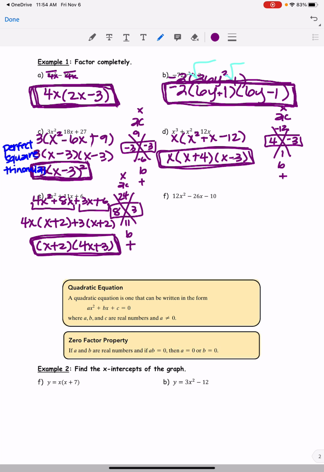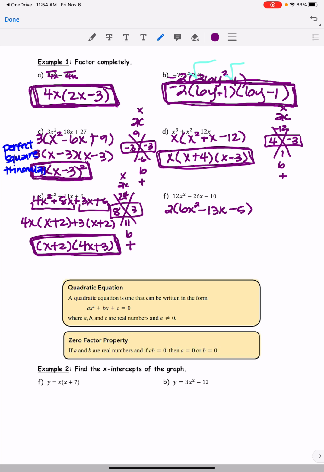On F, excuse me, what do we always look for first? GCF, and I have one. You don't have an x in all of your terms, but they are all even. 12, 26, and 10 are all even numbers, so let's factor out a 2. So that's going to leave me with 6x squared minus 13x minus 5.